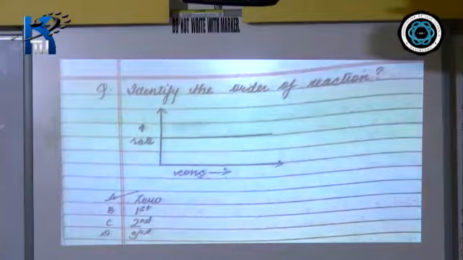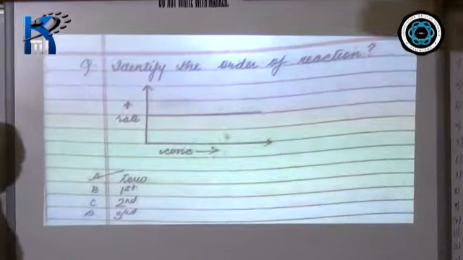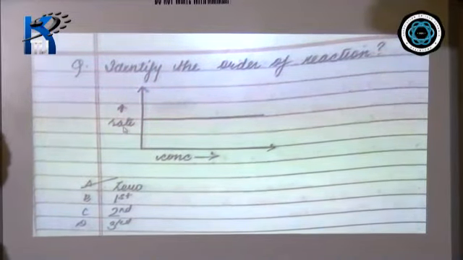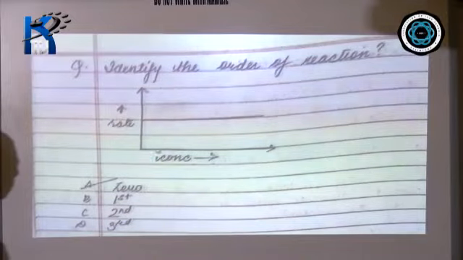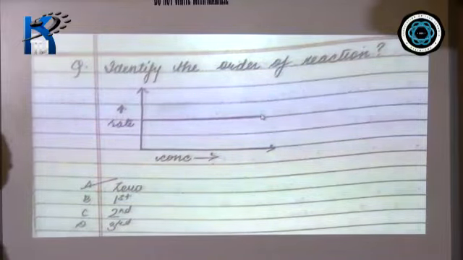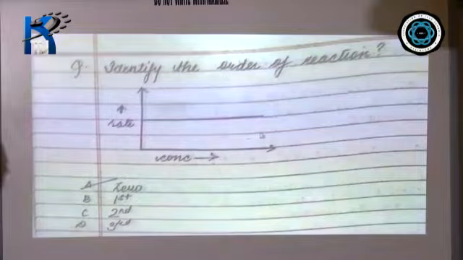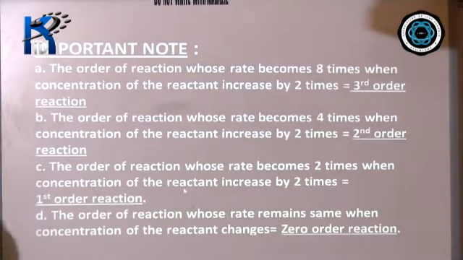Now you can see this graph out here. Identify the order of reaction. If you see out here, along the x-axis we have concentration, along the y-axis we have rate. So no matter how much you increase the concentration, students, if the rate remains the same throughout, no change, then that is zero order reaction. For this question, 4 options are given: zero order, first order, second order, third order reaction, and the answer for this is zero order reaction. Why? Because you are changing the concentration, but the rate remains unaffected. It is constant. It goes uniform. So the answer is zero order reaction.